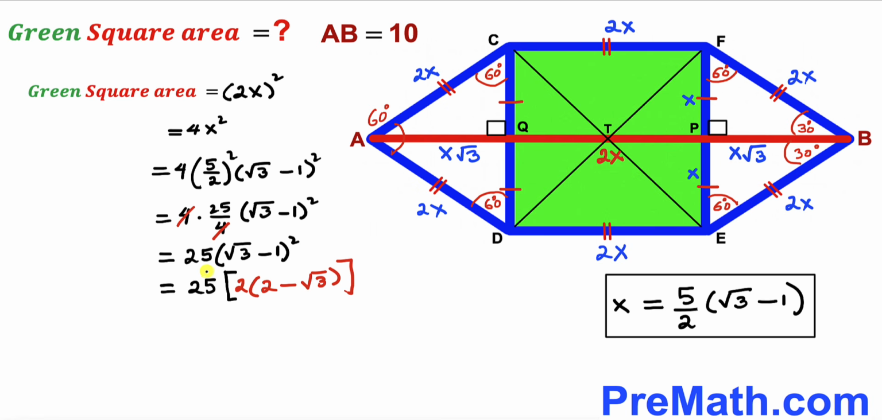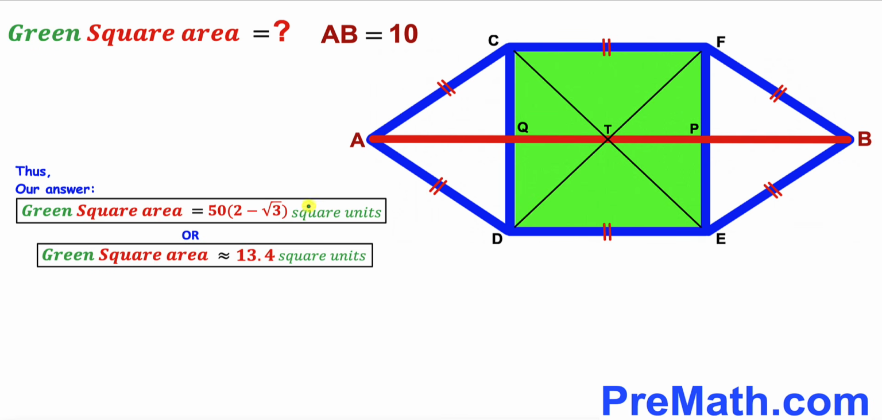And now we can simply multiply out. 25 times 2 is going to give us 50 times 2 minus the square root of 3 square units, the area of this green shaded square. So thus after all the calculations and manipulations, the green square area turns out to be 50 times 2 minus the square root of 3 square units. And that's going to be approximately equal to 13.4 square units as well. And that's our final answer.